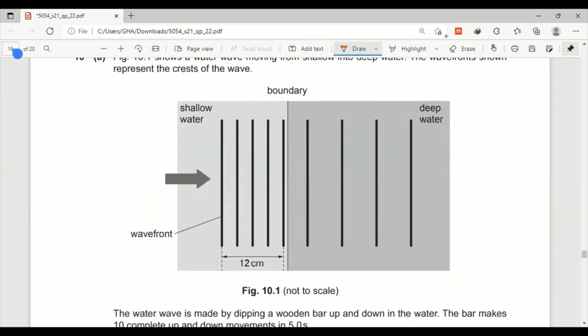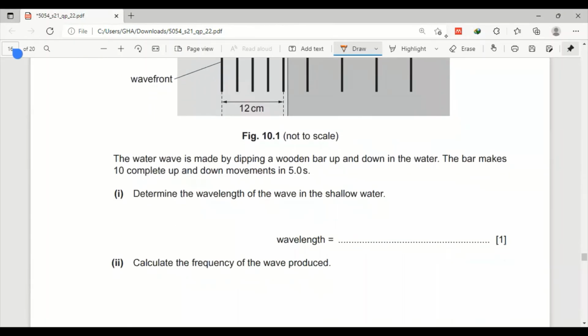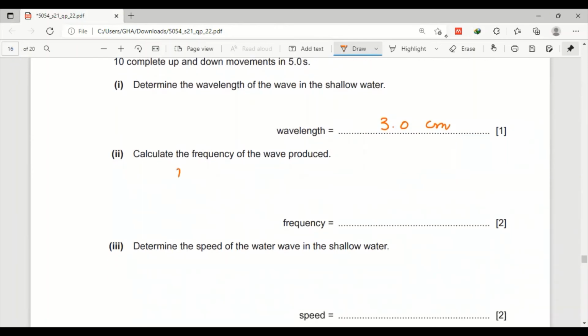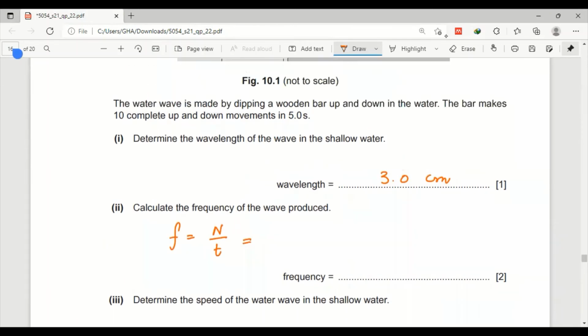So here we have to calculate this gap. When you calculate this gap on the actual hard copy, the answer will be 3.0 centimeter, I mean 3 centimeter. Now calculate the frequency. The frequency formula is the number of waves divided by time taken. So how many waves are produced? 10 complete. And the time taken is 5. It's mentioned here. So the answer is 2, or 2.0 hertz.